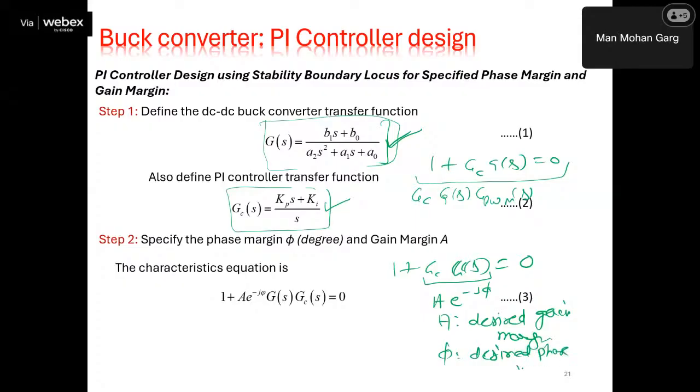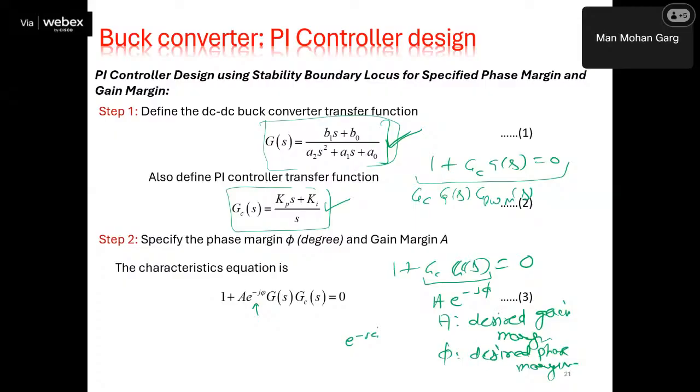Okay, so we define this e raised to power minus j phi as a gain phase tester. We take this gain phase tester as e raised to power minus j phi into A, right? A is also there. So we add this in cascade with this, so our new characteristic equation, with the desired gain margin and phase margin, will be this one.